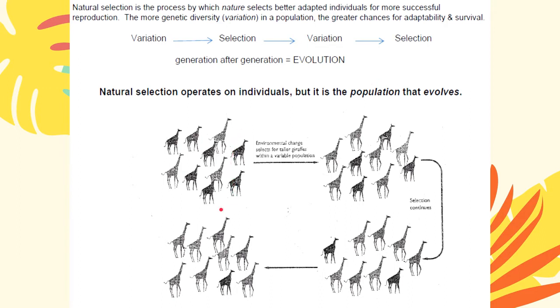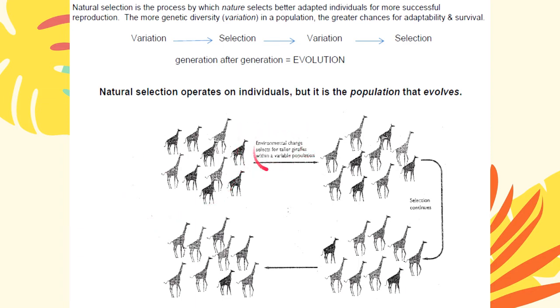Classic example. For example, here is a population of giraffes. As you can see, there's a variation within their neck length or height. Some of the giraffes here have shorter necks, while some have taller necks. It's the same reason that we have varieties within the human population. Some of us are curly haired, some have blue eyes, some are taller, some are stouter. So we have varieties within a population.